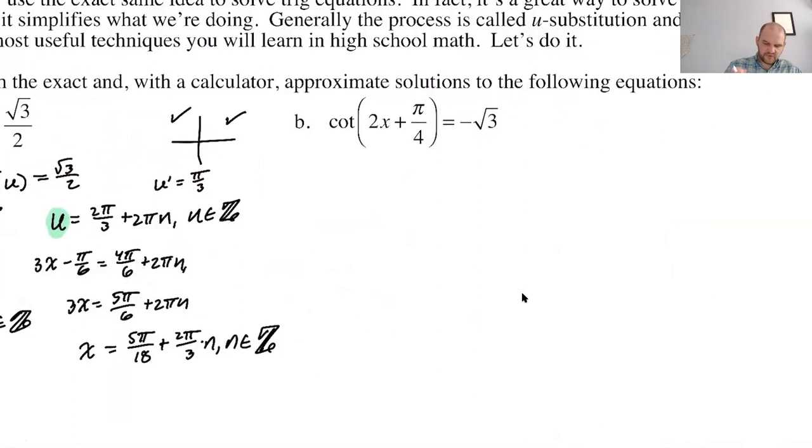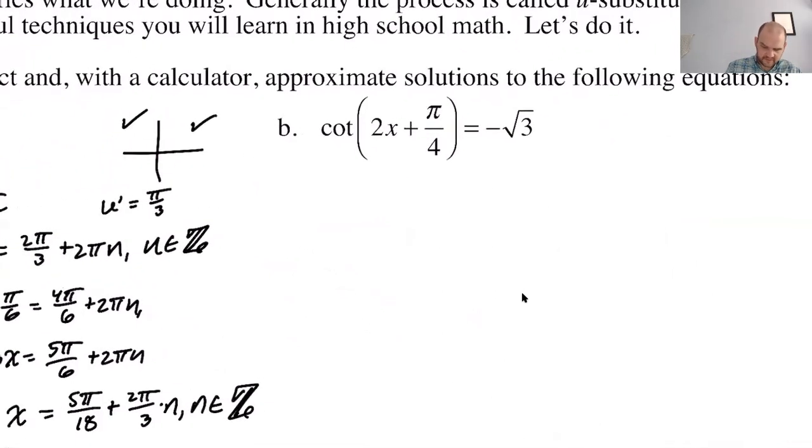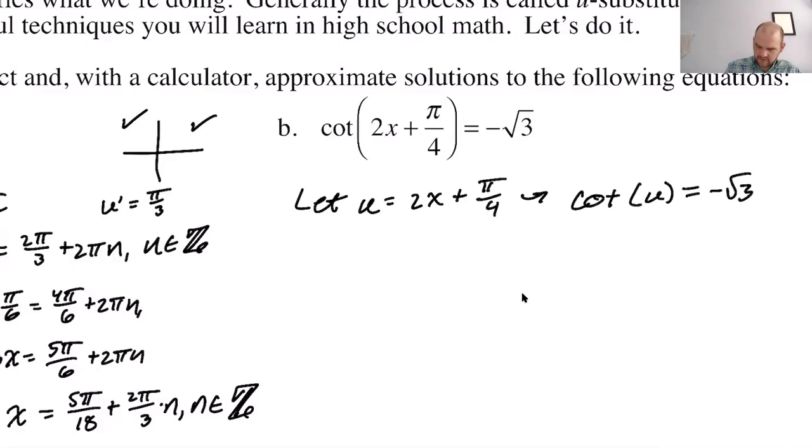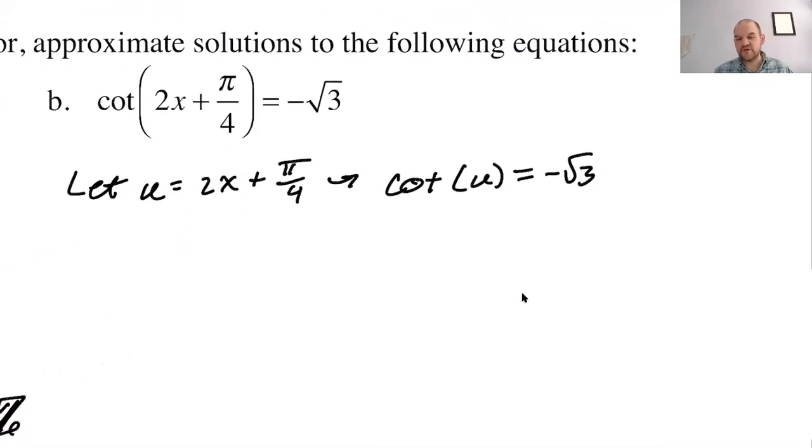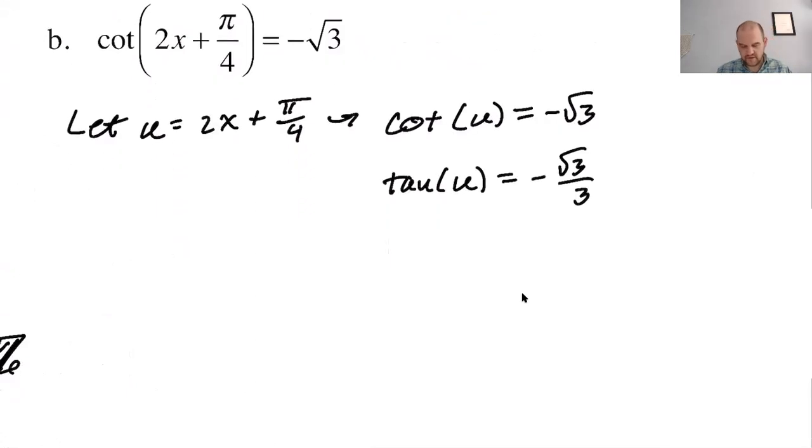So solve a simpler problem. That's basically what u substitution is all about. So let's let u equal 2x plus pi over 4, which means I'm really just trying to solve cotangent of u is negative radical 3. I'm going to try to do this in the most efficient way possible. I don't really know what this is, so I'm going to switch it to tangent and take the reciprocal. So I get negative 1 over radical 3, but just rationalize that and you'll get negative radical 3 over 3.